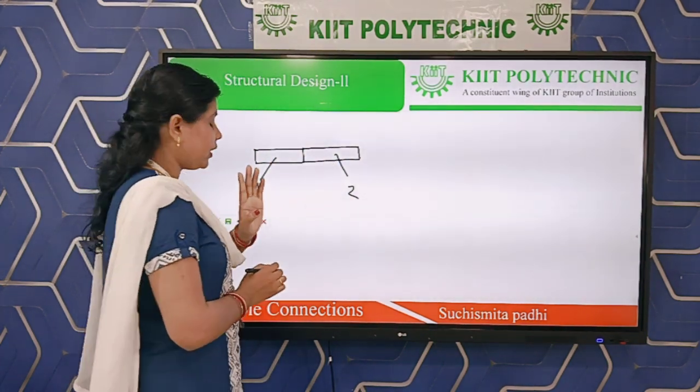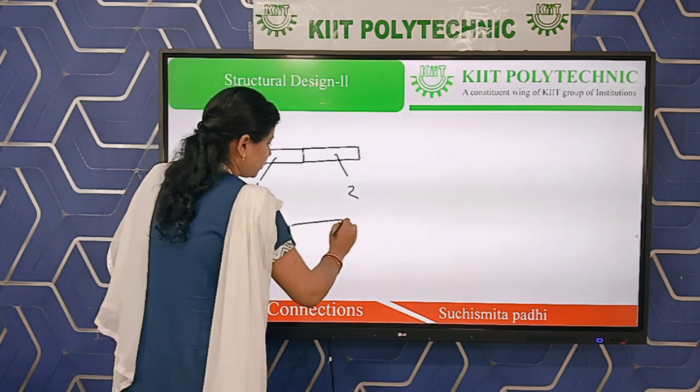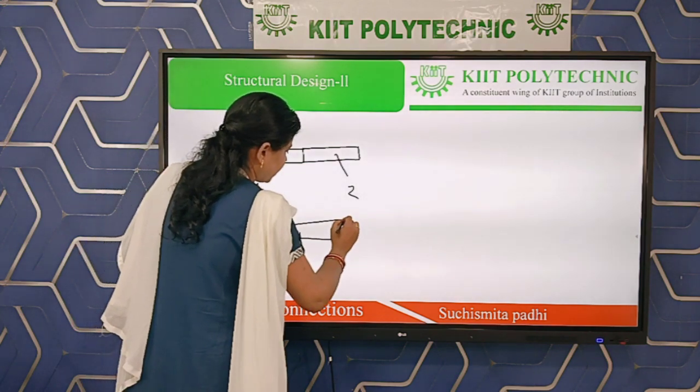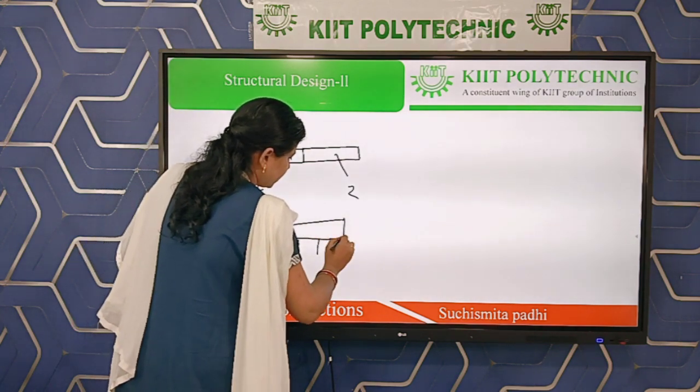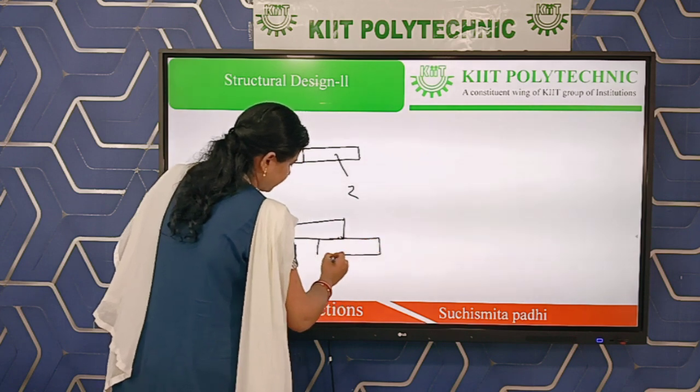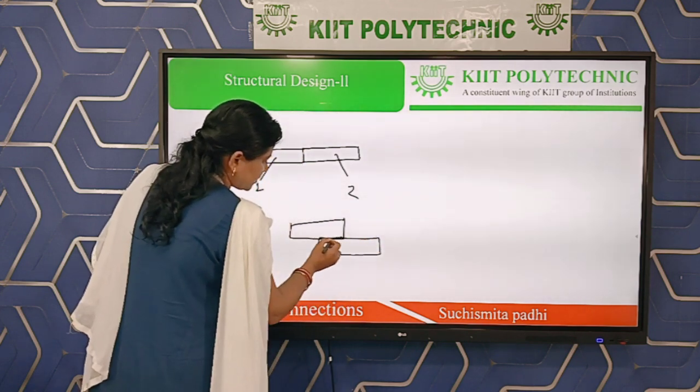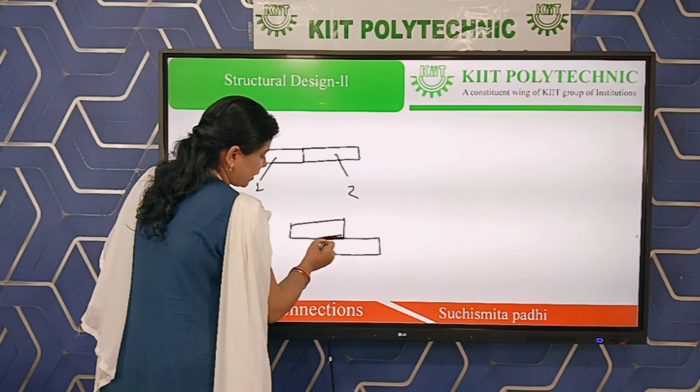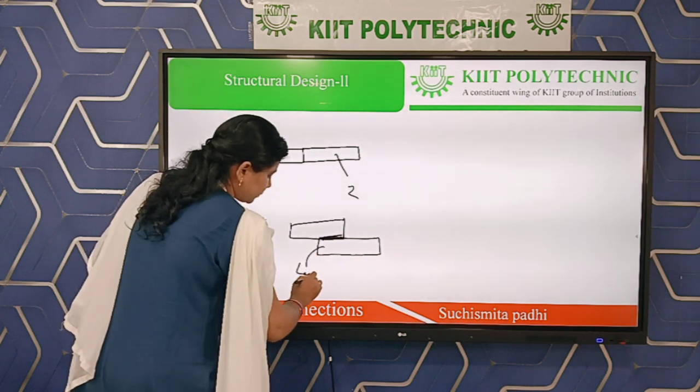But in the case of overlapping, or lap joint, two members must be overlapped with each other. This is the first member, this is the second member, and here some overlapping portion is there. That's why it is named a lap joint.